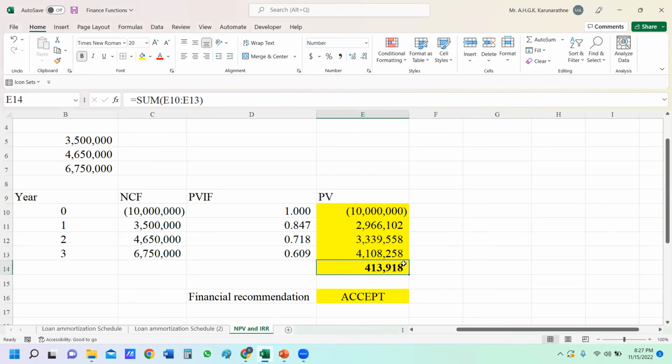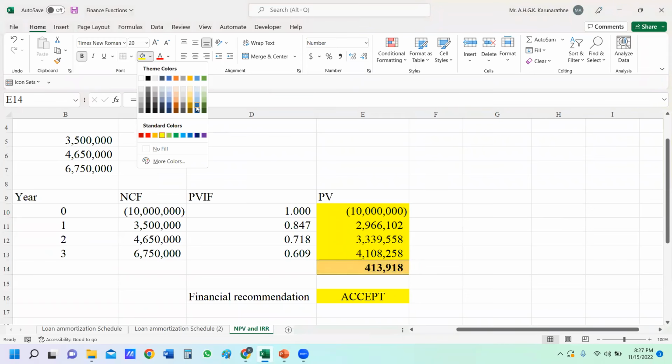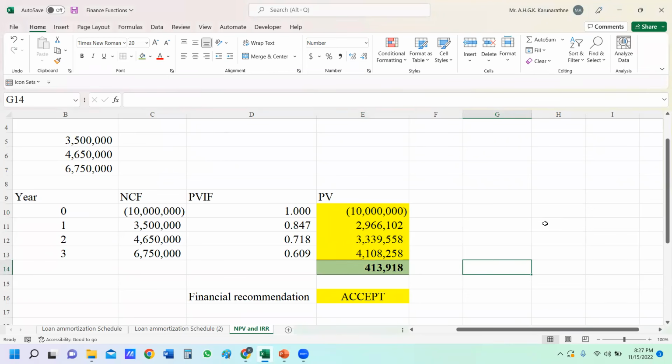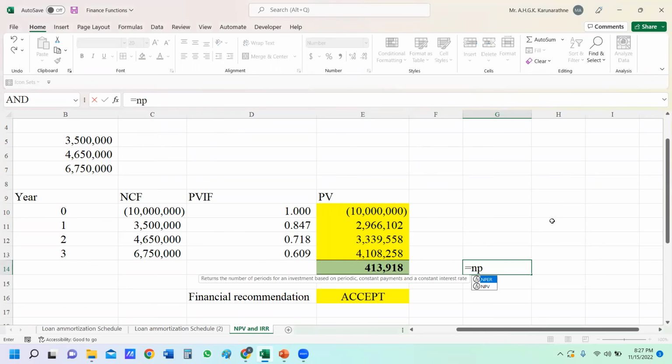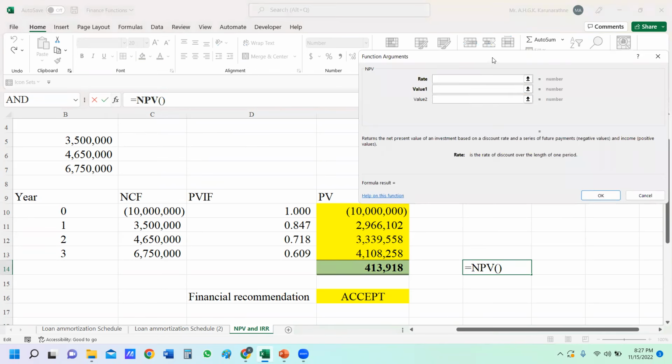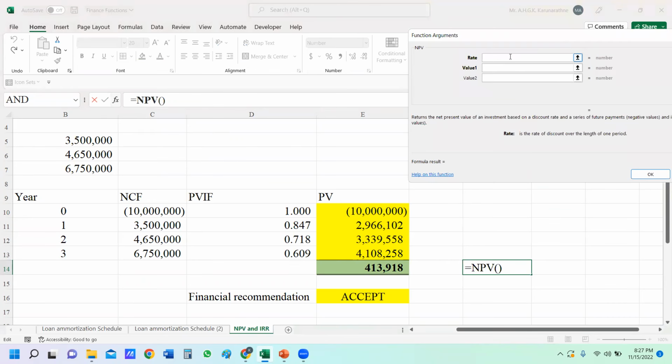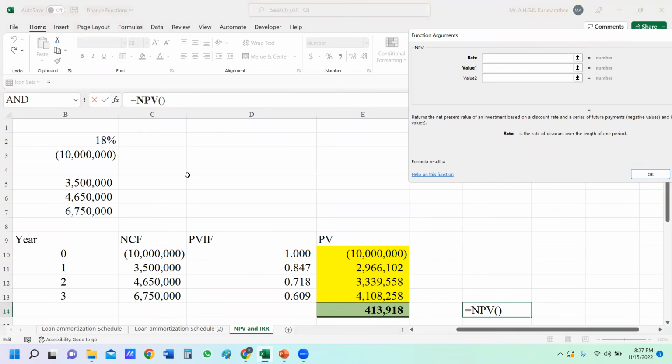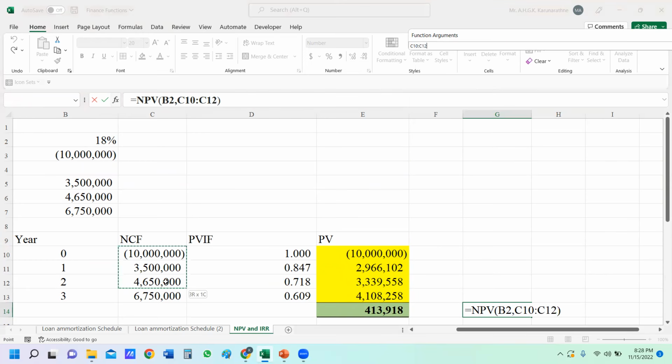So this is the NPV used in our traditional method. This is the traditional NPV. We will now compute NPV using Excel with the function equal NPV. Very simple. Click on this, take the dialog box. You just need to show the rate. Rate is your interest rate. Then value: you need to show the value range.